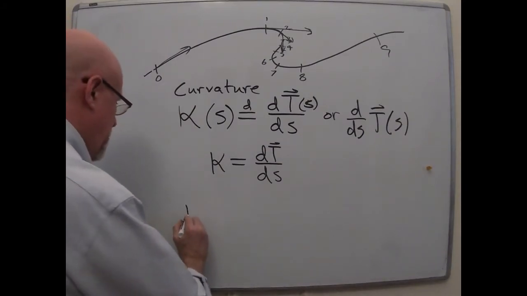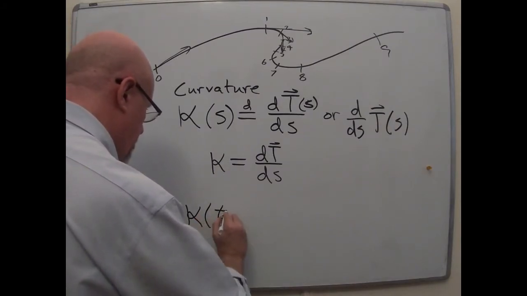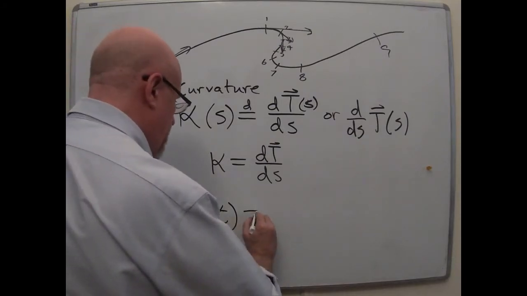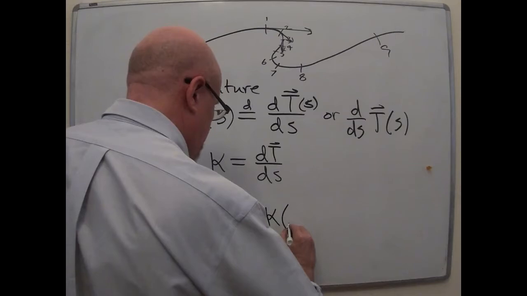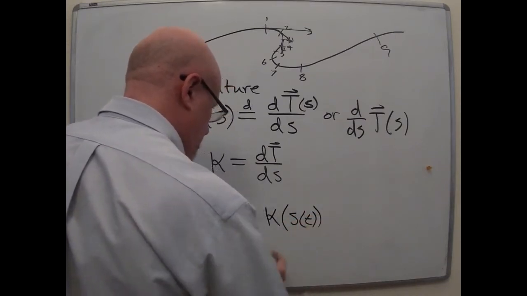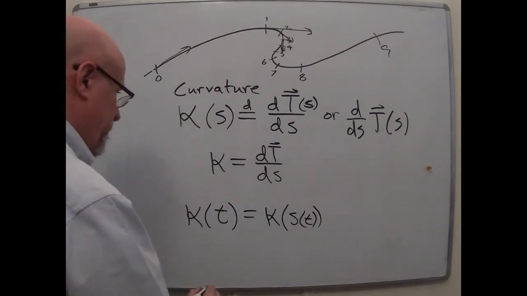What I wanted to do was figure out how to get kappa as a function of t. Well, I think of that as the original kappa that was a function of s, but composed with s of t. So the derivative, what am I talking about, derivative?